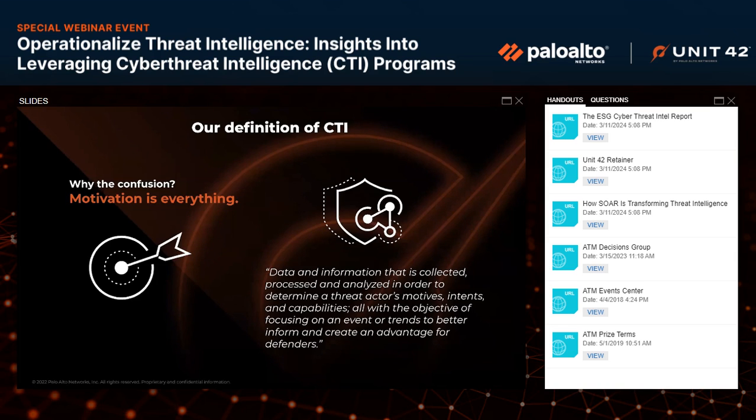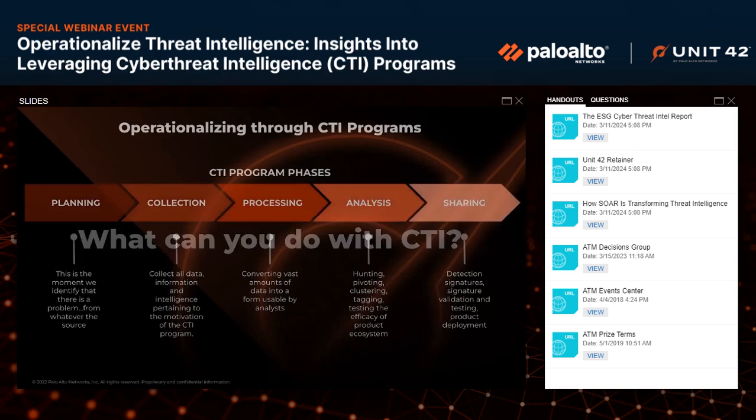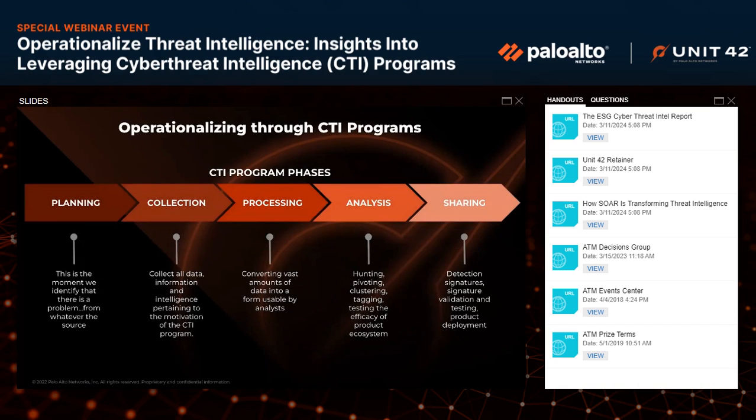At the end of the day, CTI functions are meant to help inform defenders to better defend the organization that the CTI program is intended to function within. So from that, now that we've talked a little bit about what our definition is, let's look a little bit closer at what we can actually do with CTI. In this case, we're going to be examining the concept of operationalizing through CTI programs when we align broadly to the threat intelligence lifecycle, or those 5 stages that you're seeing indicated here.